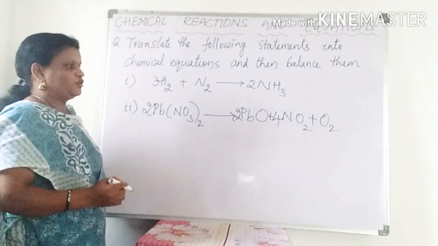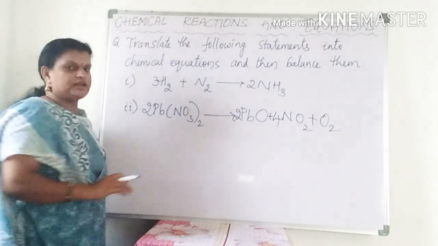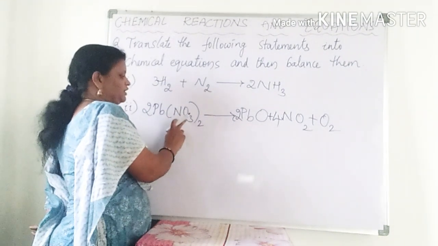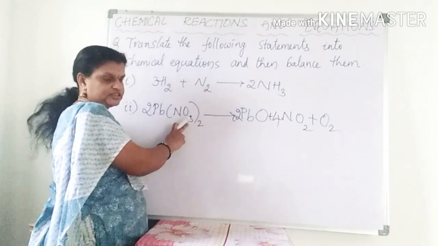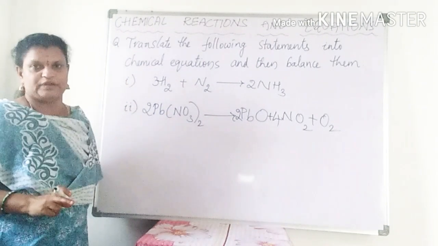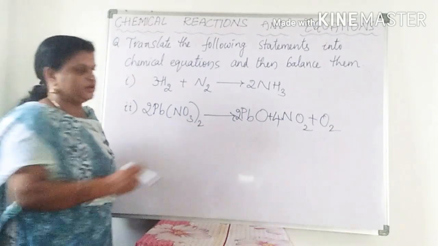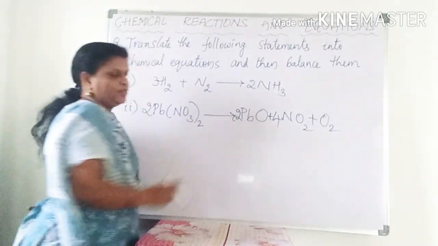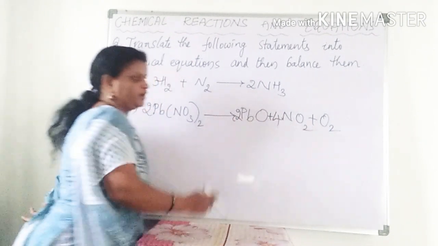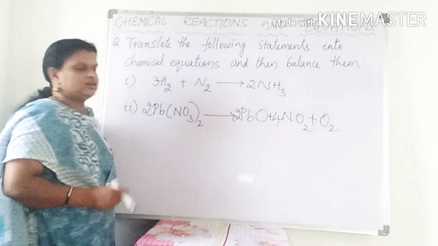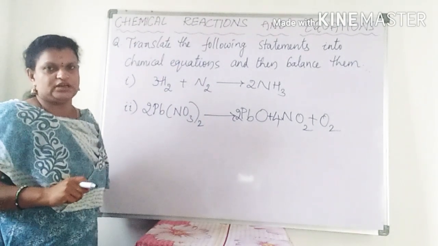Now let us check the oxygens. Up to now we have seen that lead and nitrogen both are balanced, right? Now oxygens we have to check. 3 into 2, total 6 atoms, into 2, that is 12 atoms of oxygen. And on the product side, how many are we getting? 2 plus 8, 10, plus 2, that is 12. So on both sides, lead, nitrogen and also oxygen are balanced.